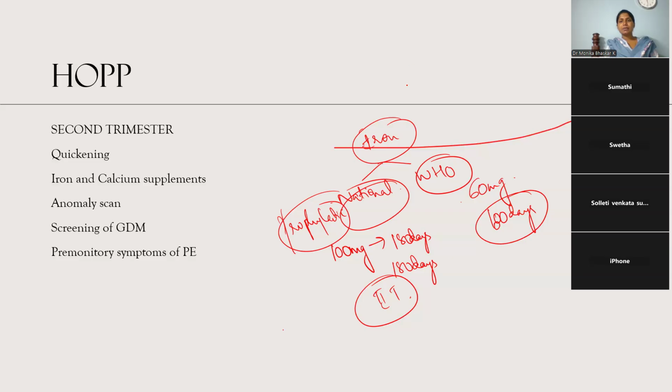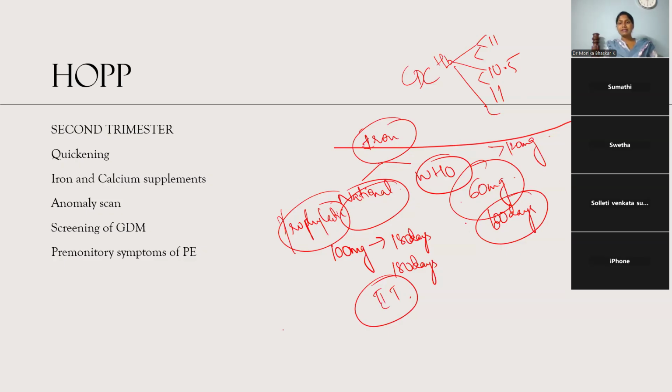So if the CDC, what is the CDC cutoff for anemia? If the hemoglobin is less than 11 in first and third trimester and less than 10.5 in the second trimester, this is regarded as anemia. So if there is anemia, therapeutic administration of iron has to be given. So double dose iron. So you have to make it 120 mg.